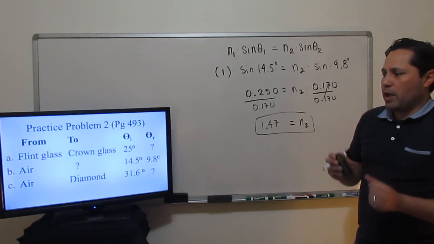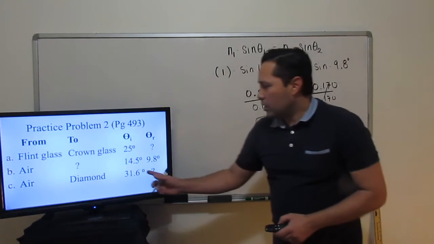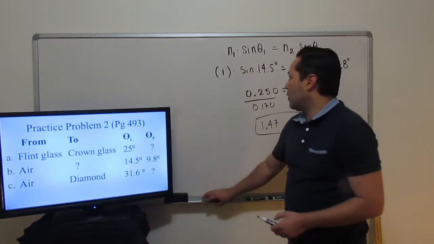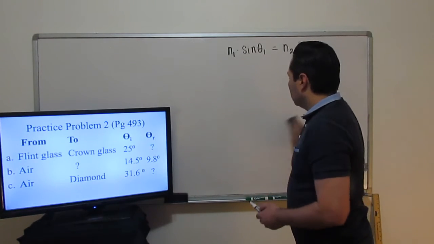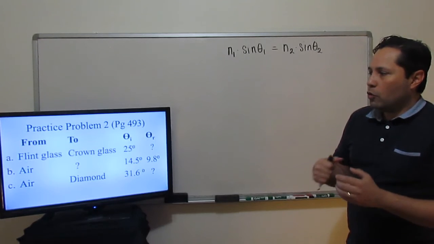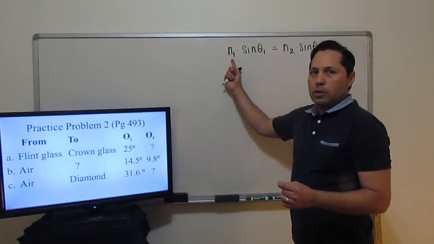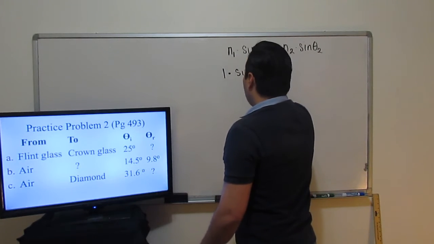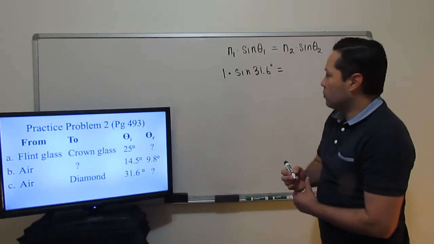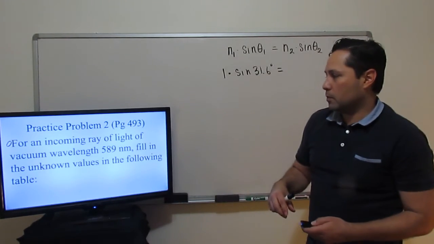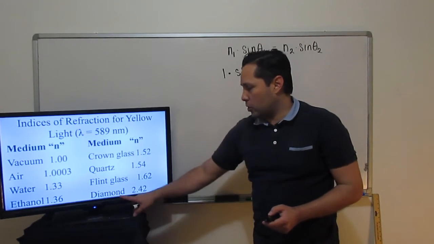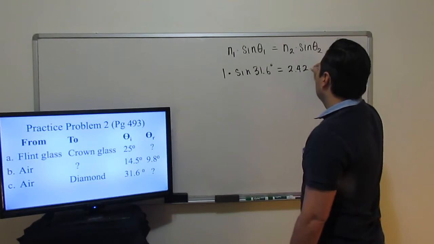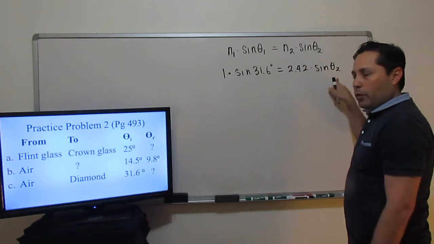Alright, now next one is from air to diamond. Alright, so they give you guys the 31.6, and again what's missing is the angle of refraction. Very similar to the first ones we did. Alright, so for air, again, by now you should know index of refraction. You know the value of that one. It's 1, right? Multiply times the angle coming in, which is 31.6 degrees. Now it's going into a diamond. The value for diamond, 2.42. So there you go for a diamond, 2.42. And again, they're looking for theta 2.